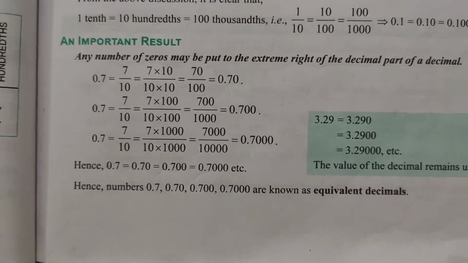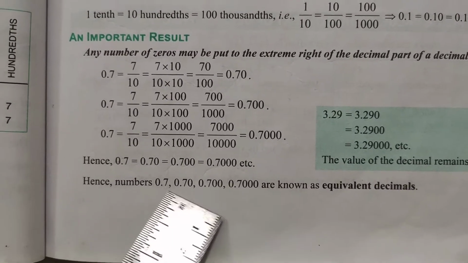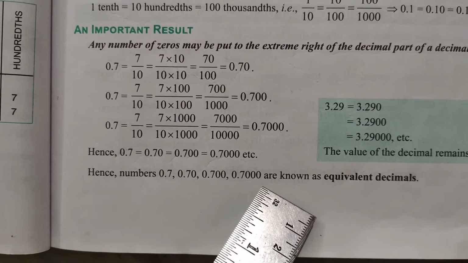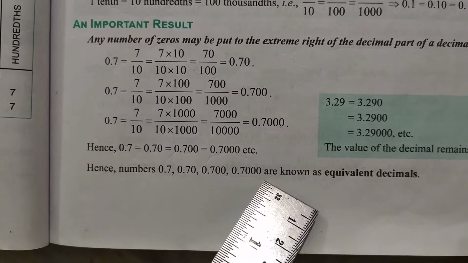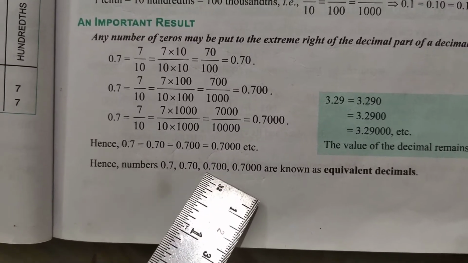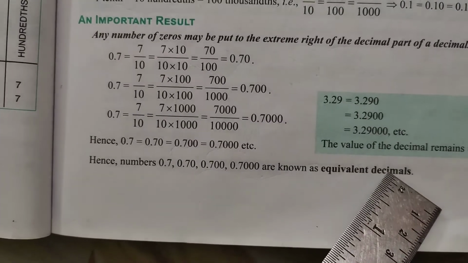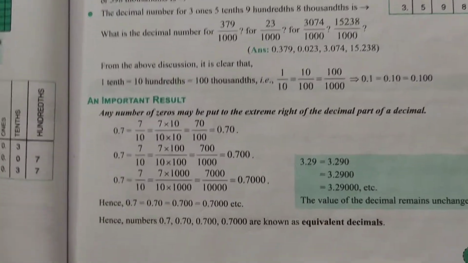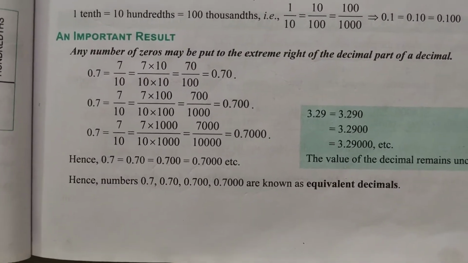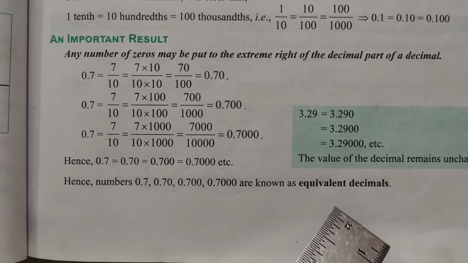So these decimals, where after the extreme right side some zeros have been put, are called equivalent decimals, whose values don't change. Remember, we had equivalent fractions also. Similarly, you have equivalent decimals also.